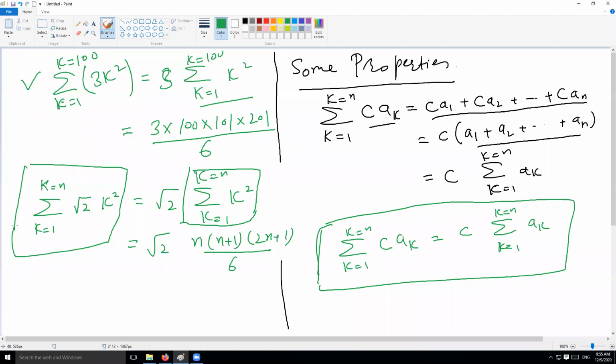So in a given sum, if you have a constant multiplied with each term, then you can pull out this constant. Okay, so can someone tell me what would be the sum from K equal to 1 to K equal to n of 3K? What would be this sum?